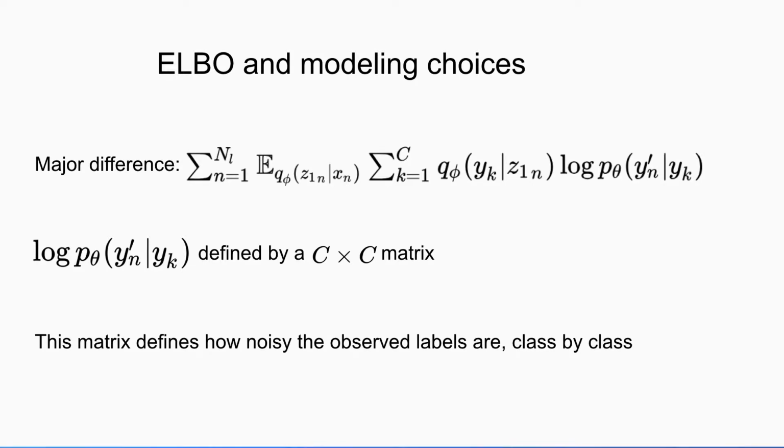So when you derive the ELBO for the MVAE, the major difference with the standard M1 plus M2 model is that you get naturally a classification error. So there's an expectation with regard to the latent variables. Then the posterior distribution on the true label, that's a weight, so the log P of y prime knowing y, that is defined by a matrix that has a size number of classes times number of classes. And actually this matrix defines how noisy the observed labels are.